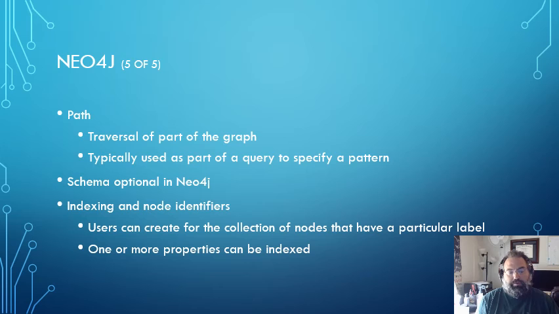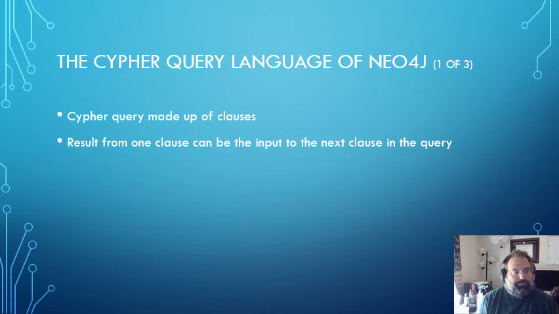Schema is optional in Neo4j. For indexing and node identifiers, users can create them for the collection of nodes that have a particular label. One or more properties can be indexed. It's also important to note that Neo4j is basically unlimited in size in a big data world. It can have any number of nodes and edges.